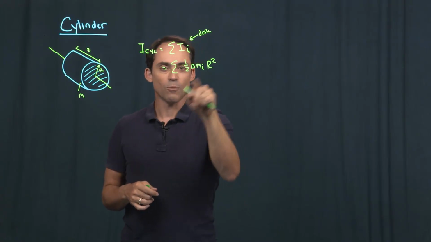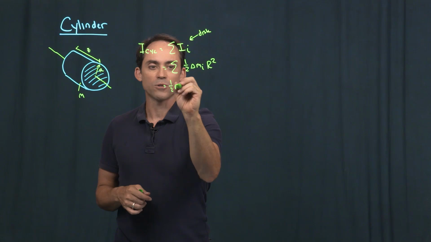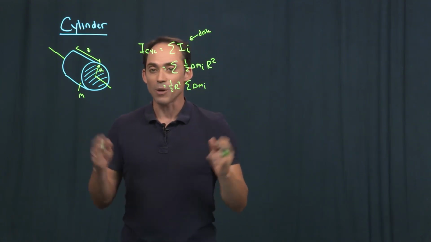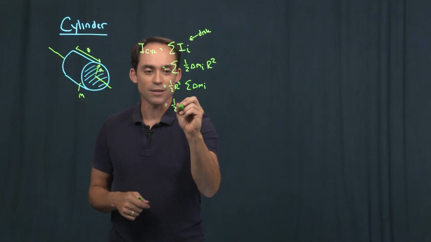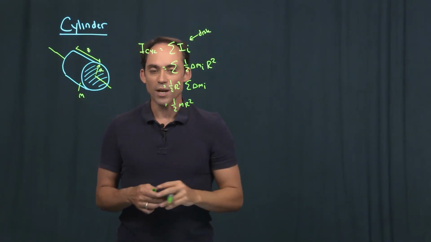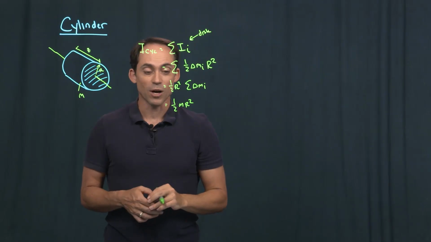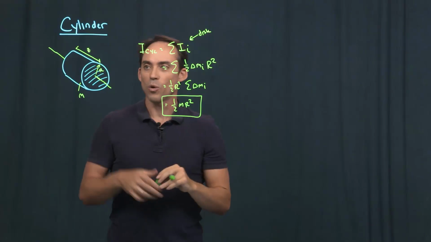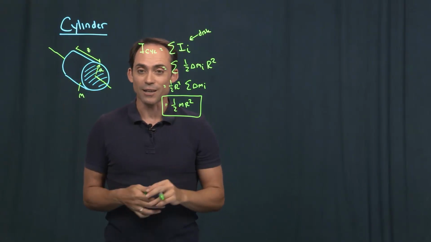But notice that we have 1/2 r squared, which is constant, times the sum of our little masses. And we actually already know what that number is. It's just the total mass. So it's going to be 1/2 times the mass times radius squared. And that's it. That's the answer for our cylinder. We actually didn't have to even worry about the length of the cylinder in order to calculate this.